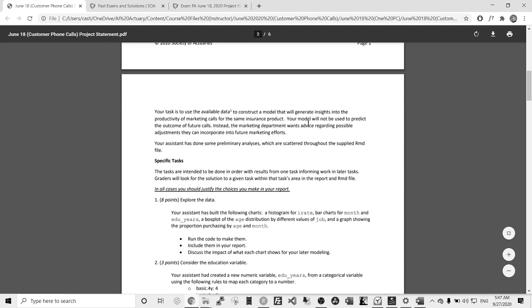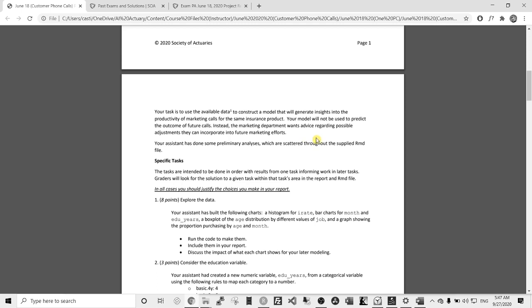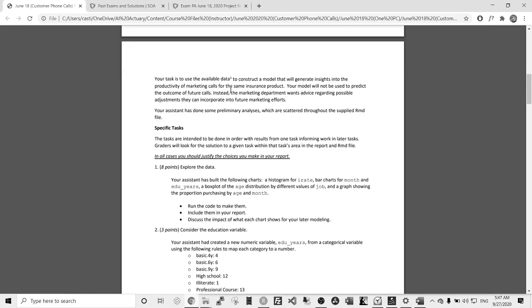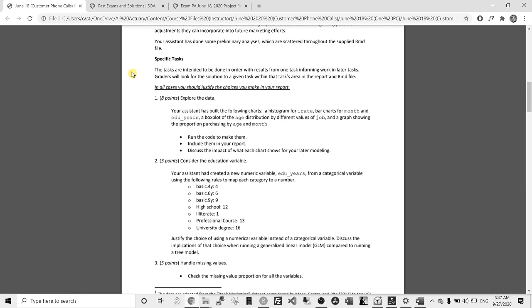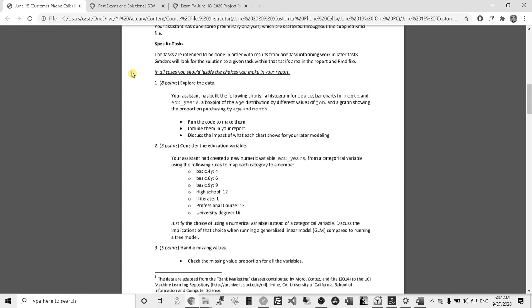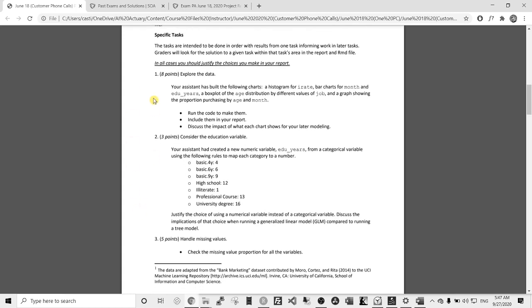Your model will not be used to predict the outcome of the future calls. Instead, the marketing department wants advice regarding possible adjustments they can incorporate into future marketing efforts. So I see right away that the objective is inference rather than prediction. Your assistant has done some preliminary analysis, which is scattered throughout the supplied RMD file. And then I just read through the specific tasks and look at the point allocations.